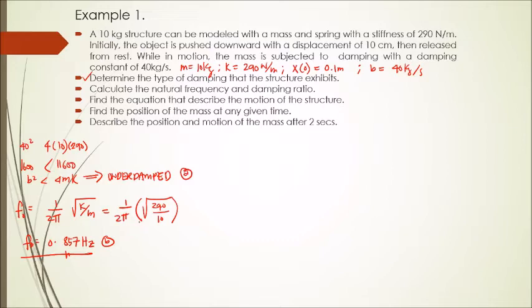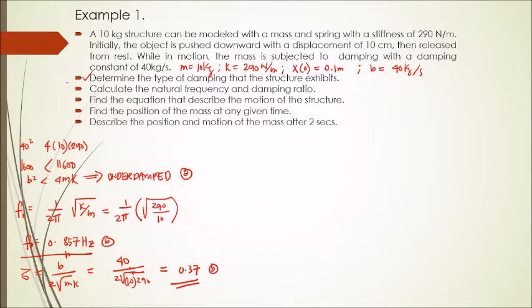Okay, next is the damping ratio. What's the formula for the damping ratio? That is zeta equal to B over 2 times the square root of M times K, equal to 40 over 2 times the square root of 10 times 290. This is equal to 0.37. You can use your calculator to confirm. So both are the answers for letter B.